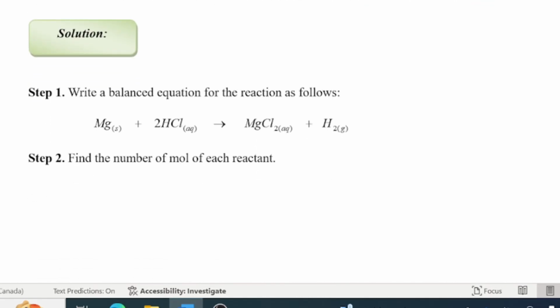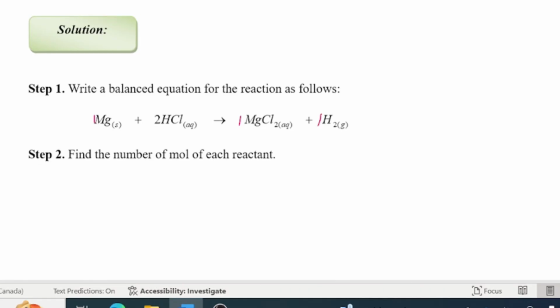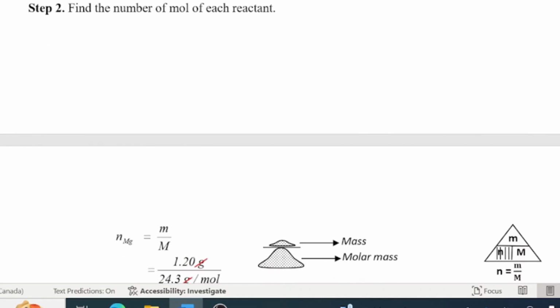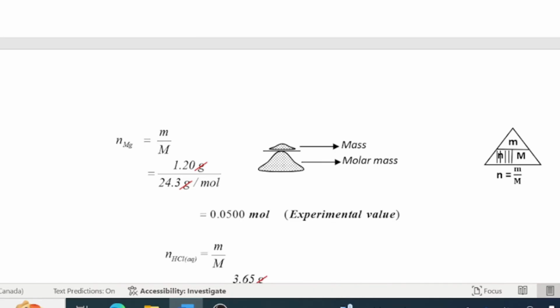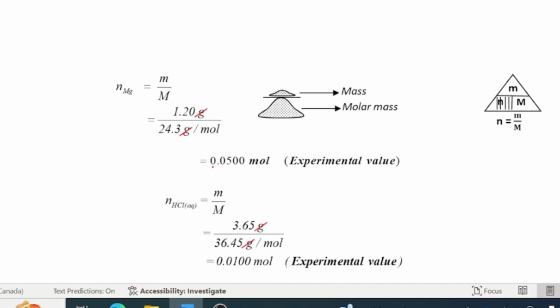So this is a balanced equation here, okay? 1 mole to 2 moles gives me 1 mole here and 1 mole here. Okay, just relax, and we do the same thing again one more time. All right. So what do we do? You have to find the number of moles of each of the reactants. We end up with that number of moles of magnesium.